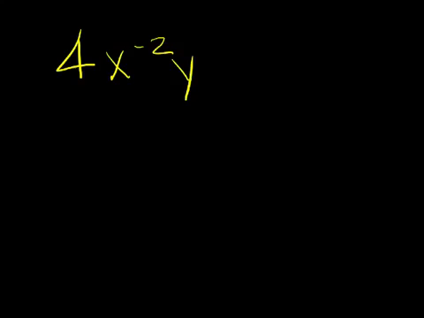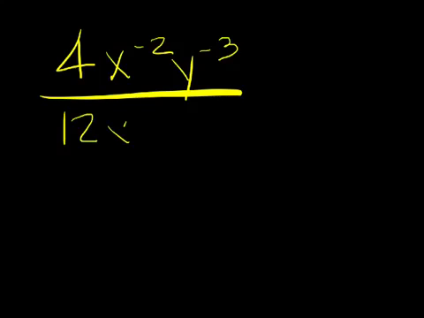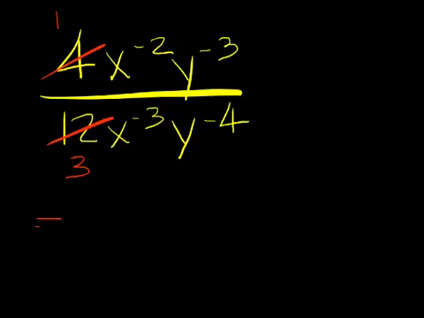4x to the negative second, y to the negative third, over 12x to the negative third, y to the negative fourth. In this case, you start with the 4 over 12. 4 into itself once, into 12 3 times. So you start out with a 3 on the bottom. No need to write the 1 yet, unless you end up with nothing on top.